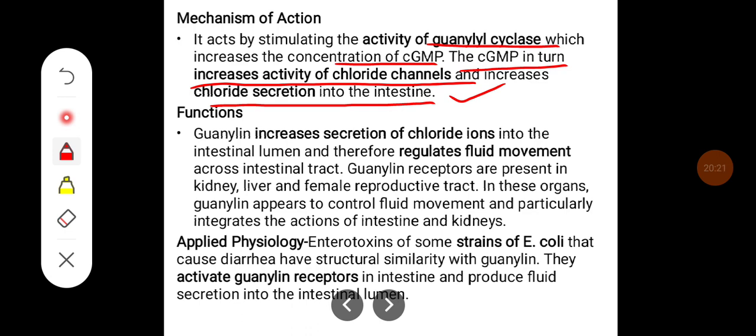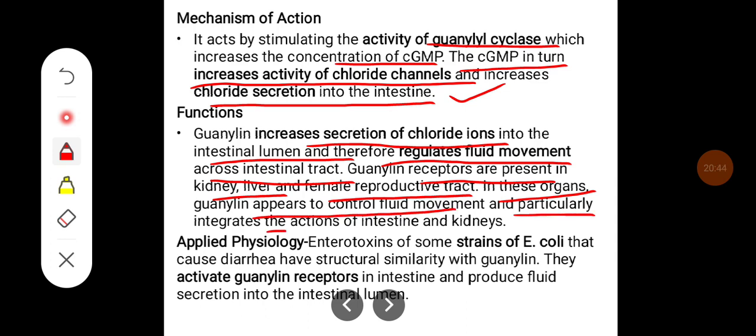Guanylin increases the secretion of chloride ions into the intestinal lumen and therefore regulates the fluid movement across the intestinal tract. Guanylin receptors are also present in the kidney, liver, and female reproductive tract. In these organs, guanylin appears to control fluid movement and particularly integrates the action of the intestine and kidneys.